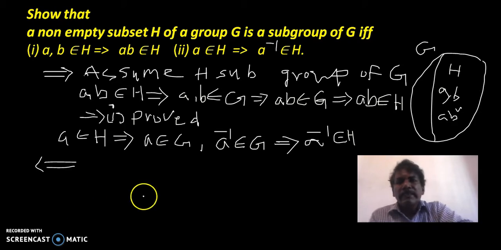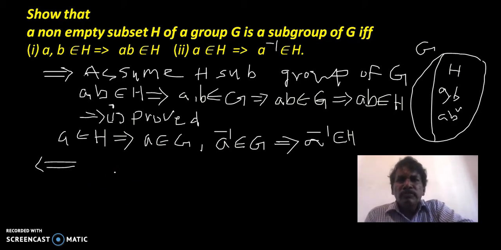So to prove that H is a subgroup of G, we have to prove that H is a group with respect to the operation we are defining on G. That is, the associative law, the presence of the identity in H, and that each and every element has an inverse. So there are three points we have to prove: associativity, identity existence, and inverse existence for every element. Let's prove that now.